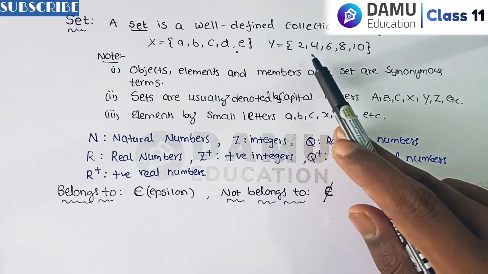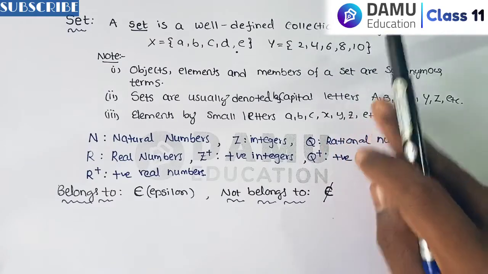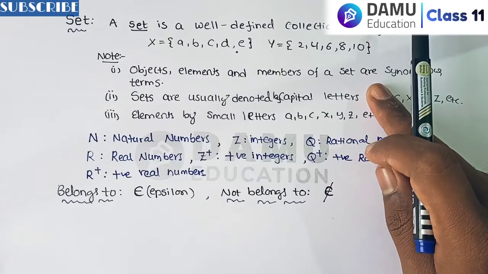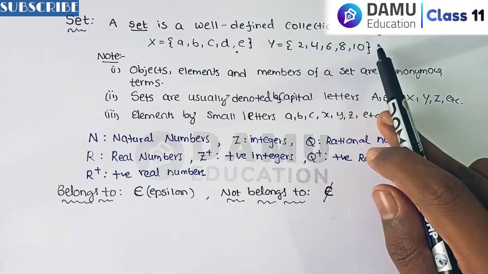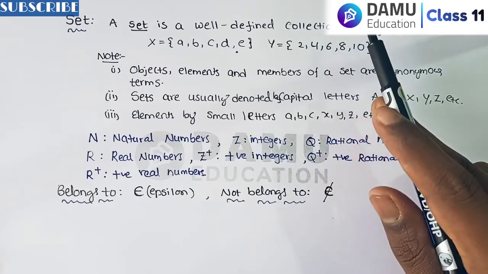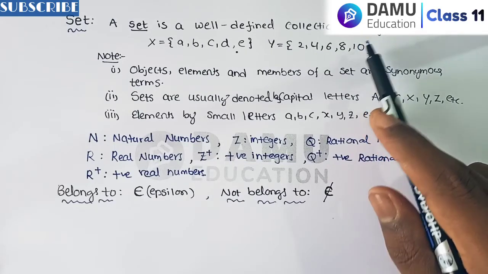Here I took numbers: 2, 4, 6, 8, 10. These are the even numbers below 12 from the natural numbers. So 2, 4, 6, 8, 10 are the members, elements or objects. You can say it like that.